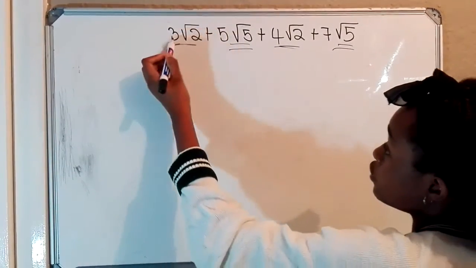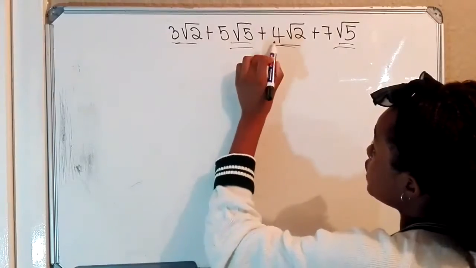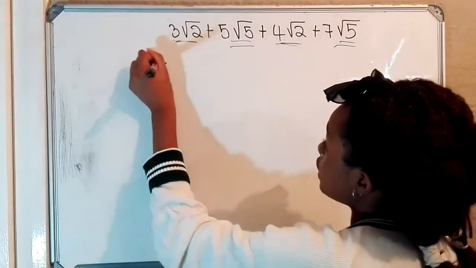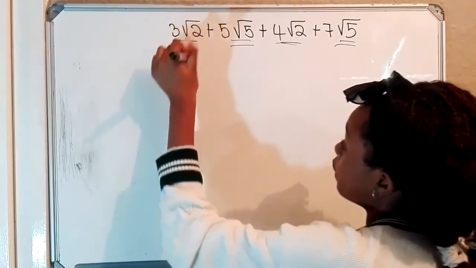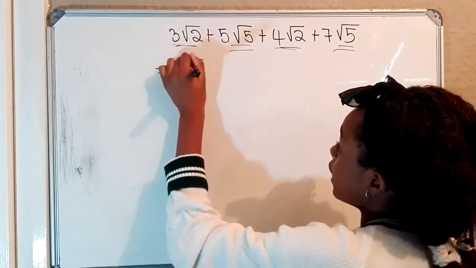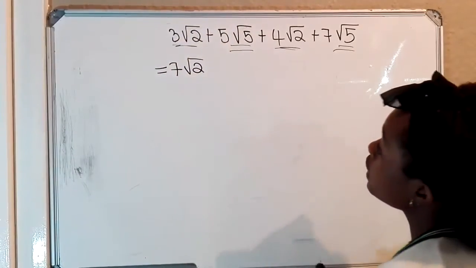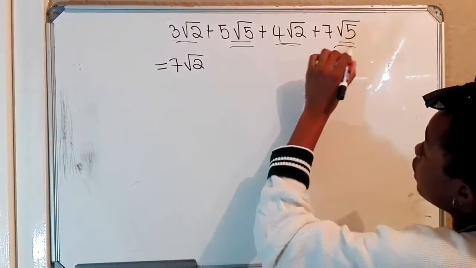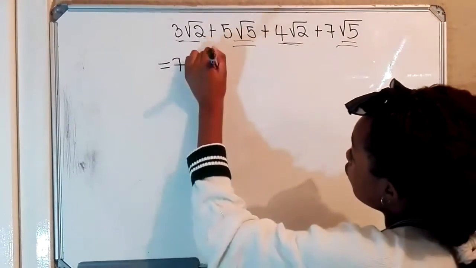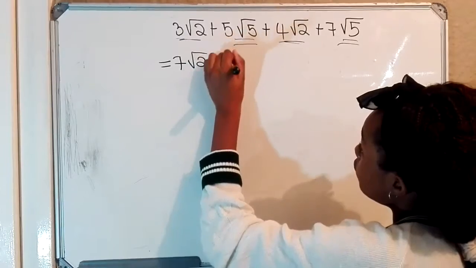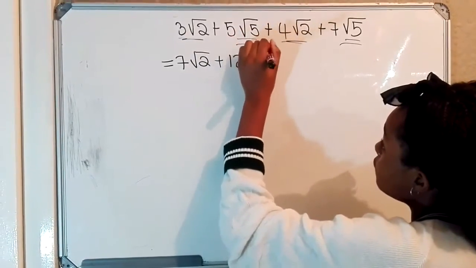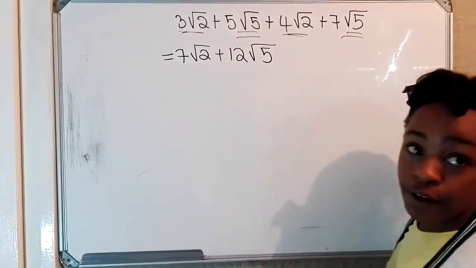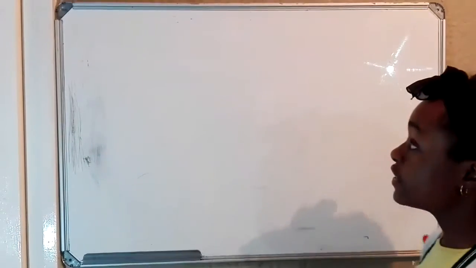So we'll start with radical 2. So we have 3 and we have plus 4. So we add the coefficients. It's going to give you an answer of 7. And we leave radical 2 there because they have radical 2 in common. So we have 5 radical 5 plus 7 radical 5 is going to give you an answer of plus 12 radical 5, okay? So this is our final answer, okay? Here's another one.